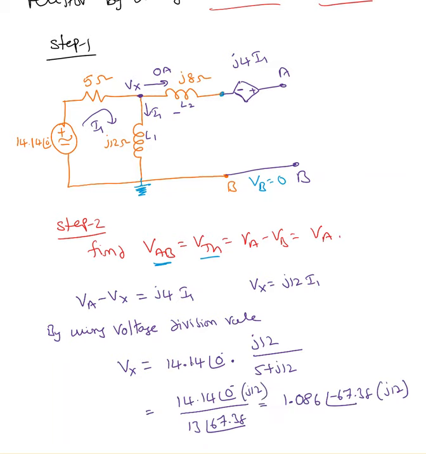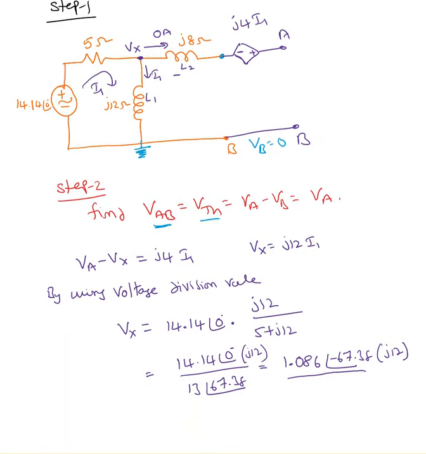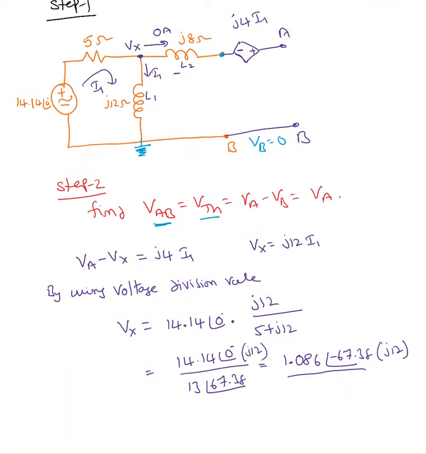So 14.14 over 5 plus j12 is nothing but 1.086 at an angle of minus 67.38. j12, I just kept it as it is. The reason behind it is I need to find I1. Basically, I1 is nothing but 14.14 at an angle of 0 over 5 plus j12. If I use loop analysis, I will end up with I1. So basically, my I1 is nothing but 1.08 at an angle of minus 67.38.